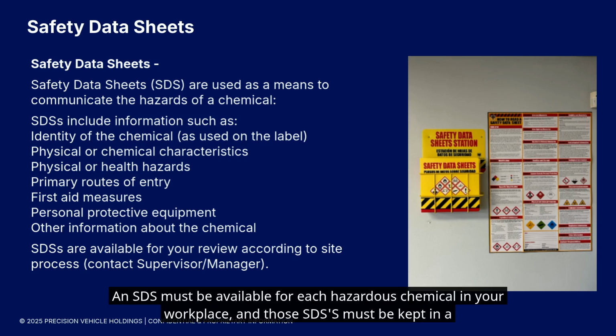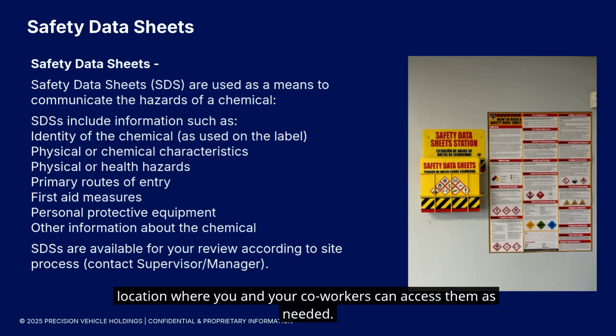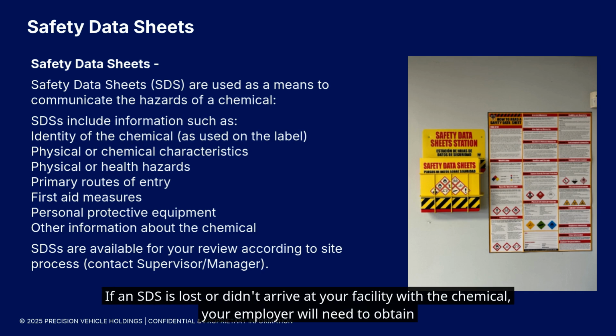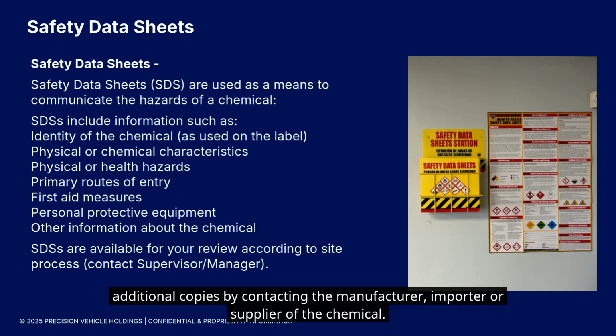An SDS must be available for each hazardous chemical in your workplace, and those SDSs must be kept in a location where you and your coworkers can access them as needed. If an SDS is lost or didn't arrive at your facility with the chemical, your employer will need to obtain additional copies by contacting the manufacturer, importer, or supplier of the chemical.